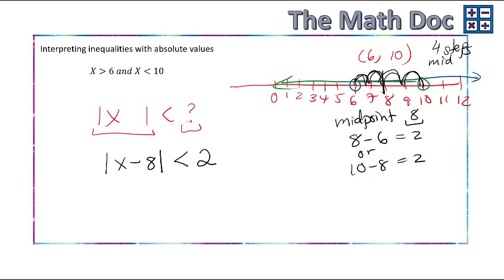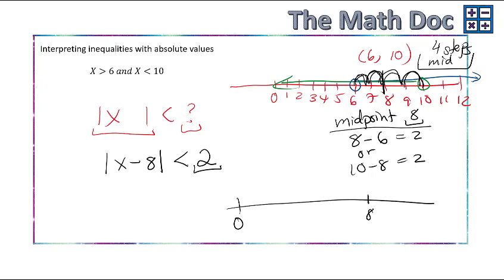Okay, so in this way, by finding the midpoint and by finding the size of the interval and halving it, okay, so we took the size of the interval, which was 4 steps, and we halved it, we could reach the size the absolute value has to be smaller than. Let's try to write this out now on a new number line. |x minus 8| is less than 2. So we go to 8 here.